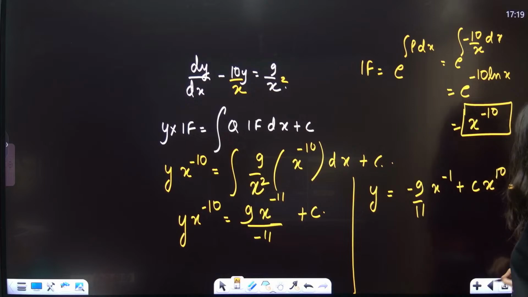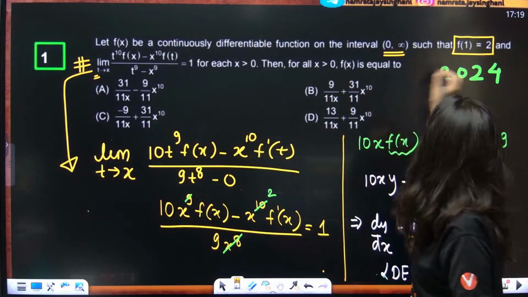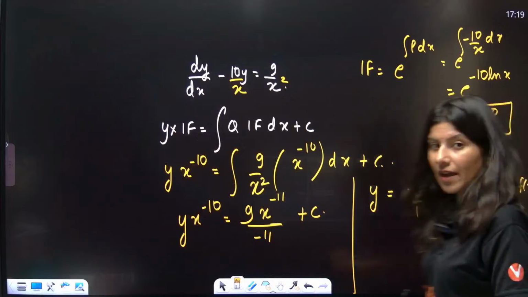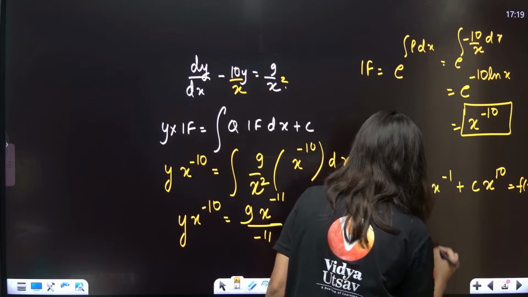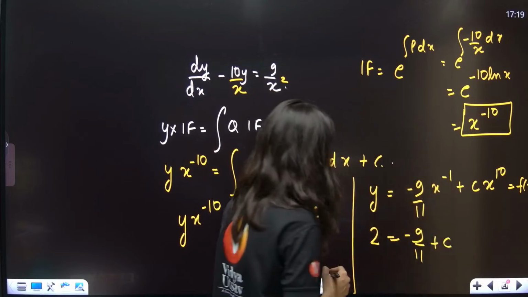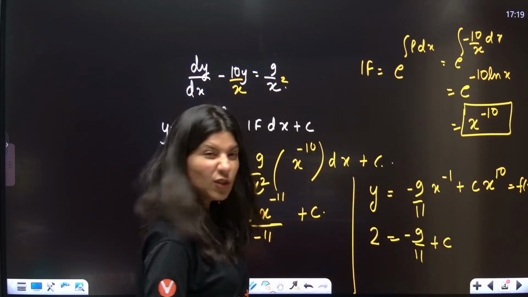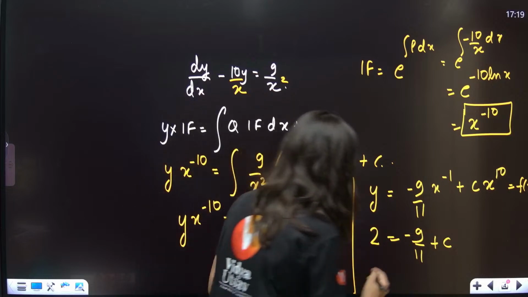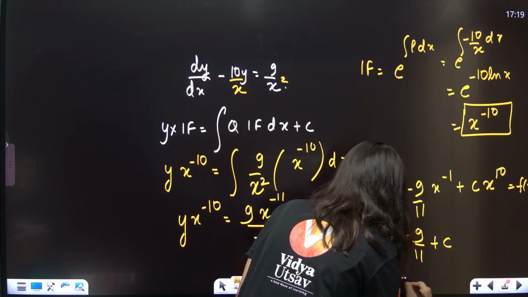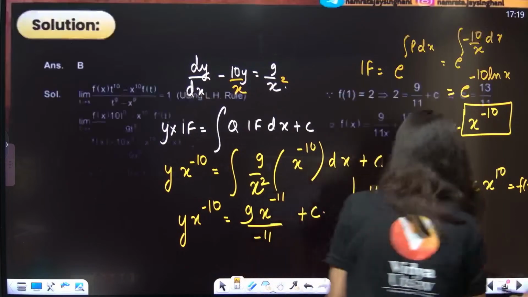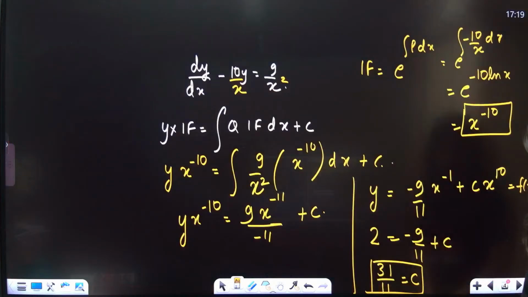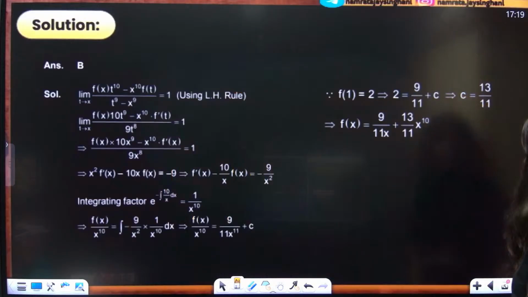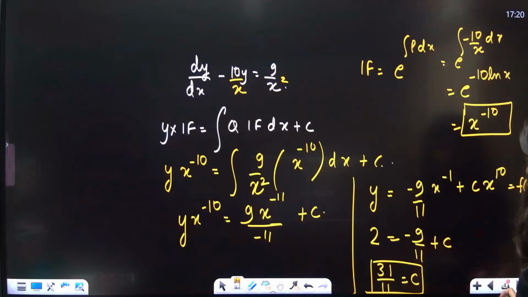One more thing now, as per the question, can you see f of 1 is equal to 2. That means 2 is equal to minus 9 upon 11 plus c. So c is nothing but 22 plus 9 will be what? 31. 31 by 11 will be c. Okay, so correct answer of this question will be c is 30. Constant term. F of 1 is 2. Correct. 2 is equal to 9 by 11 plus c.